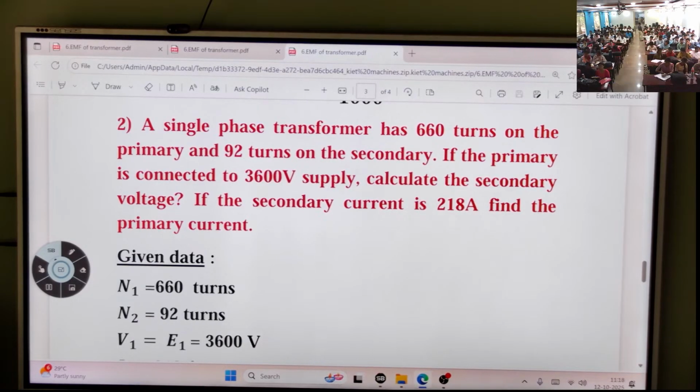Primary turns are available, secondary turns are available. Then you need to find out the induced EMF E1. Among all the parameters you are finding the required parameter. That is our aim. For the given transformer, if you know V1, I1, N1, are you able to find out V2? Yes, you can find out. Right. Write down the given data for the given problem.